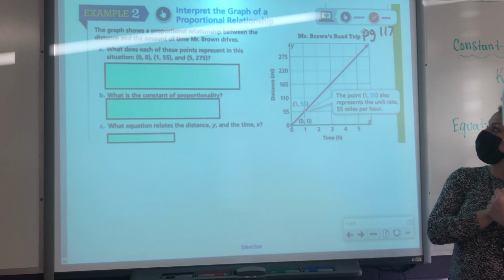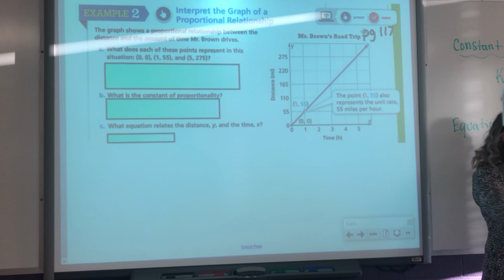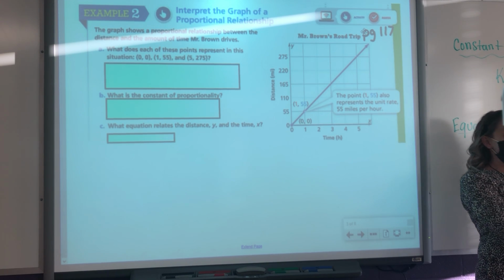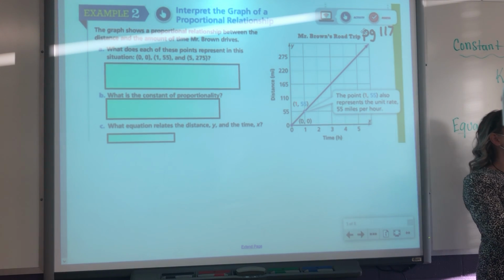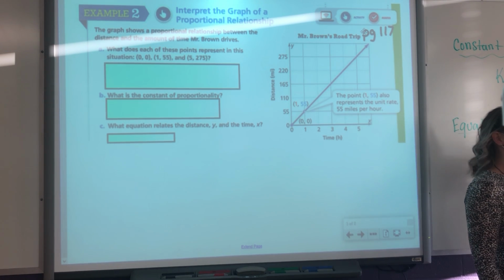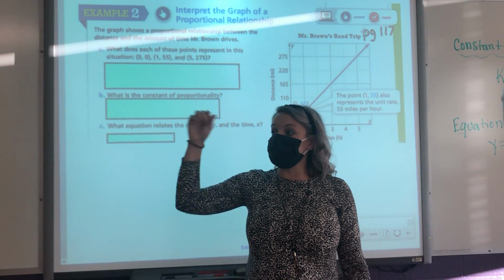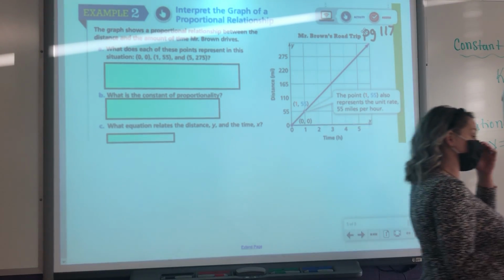Okay, so what are some things that we notice in the graph? Go ahead, Tucker. Straight line is proportional. Okay, it's a straight line, and goes to the origin. So we know this about the relationship. It's proportional. It meets both of our criteria: straight line and goes to the origin. So we know it's proportional. Craig, go ahead with something else.